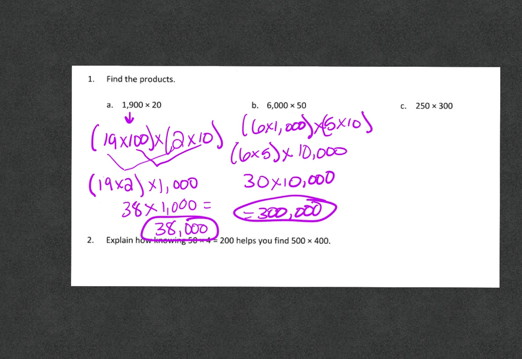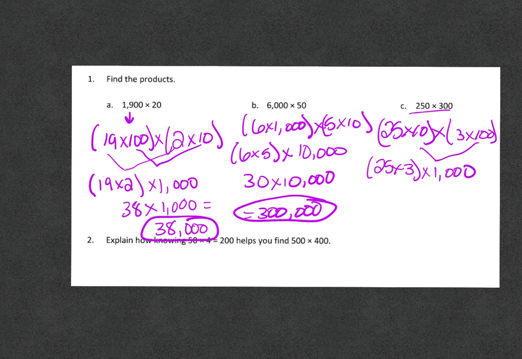All right, and then 250 times 30, you're going to take your 250 and do 25 times 10 times 3 times 100. You're going to multiply your 25 and your 3 and multiply your 100 and your 10 to give you 1,000. And then when you multiply 25 times 3, you're going to get 75 times 1,000, and when you multiply 75 times 1,000, you get 75,000.